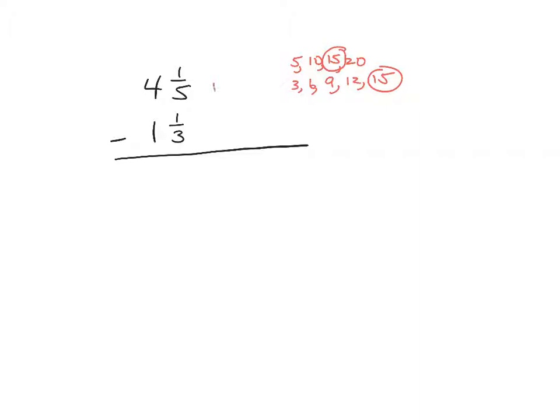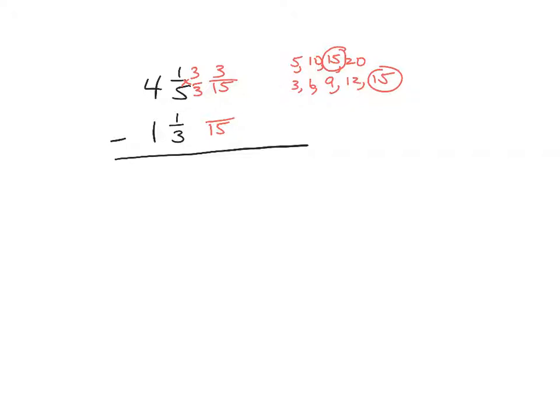So I'm going to change both of these to 15ths. If I change 1/5 into 15ths, I need to multiply 5 times 3, which means I need to multiply the top number by 3. So 1/5 is the same thing as 3/15.